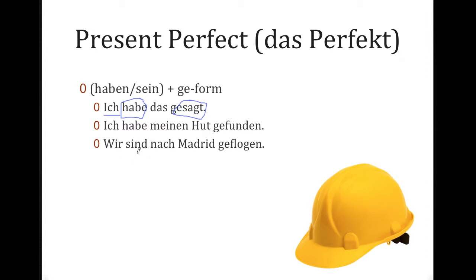And then you can also sometimes have the sein form of the verb if you're moving from point A to point B. Since you're flying on a plane nach Madrid, you're going to use the sein form, conjugated for wir, which is sind. So that's the present perfect, or das Perfekt.